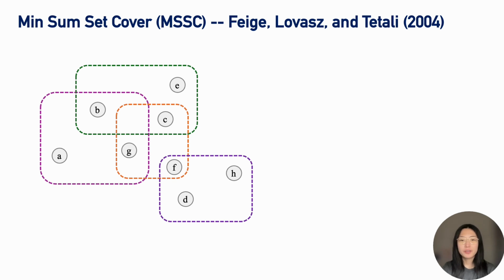This correlated version is closely related to a very classic problem called min-sum set cover, which was proposed by Feige, Lovász, and Tetali in 2004. In min-sum set cover, you are given a ground set of elements and a bunch of subsets, and the subsets can be overlapping. The goal of this problem is to find an order of the subsets so that the average cover time of all the elements is minimized. And here we define the cover time of a certain element to be the first time that it is covered by a subset in this order.